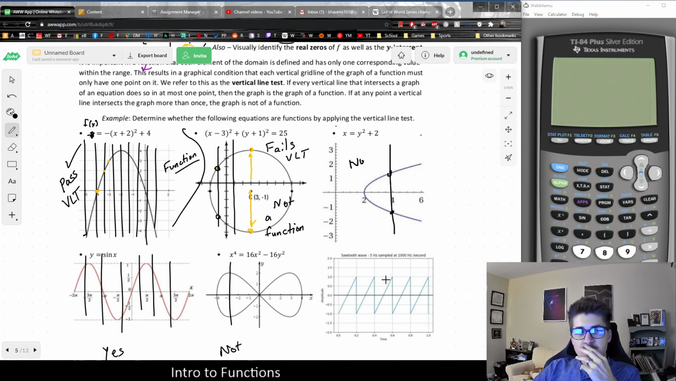And a sawtooth wave, which is a different type of wave than a sine wave, like this one right here, notice that if you're drawing vertical lines, it can appear to pass the vertical line test, but any curve which has a vertical component to it, like a sawtooth wave which drops down vertically, is not a function, because again, it would have overlap in certain positions.